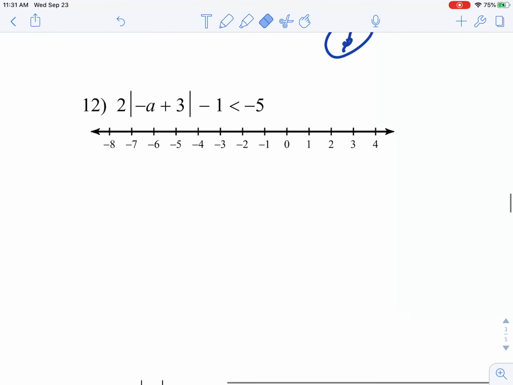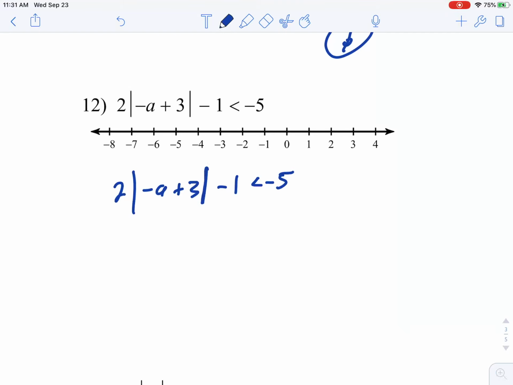Is it possible that you might start with a negative number here, but after a couple of steps, it becomes positive? Yeah. You shouldn't look at this and automatically say no solution or all real numbers. The other steps could affect it. So that's why I said before, isolate the absolute value part. You have to go through those steps first.